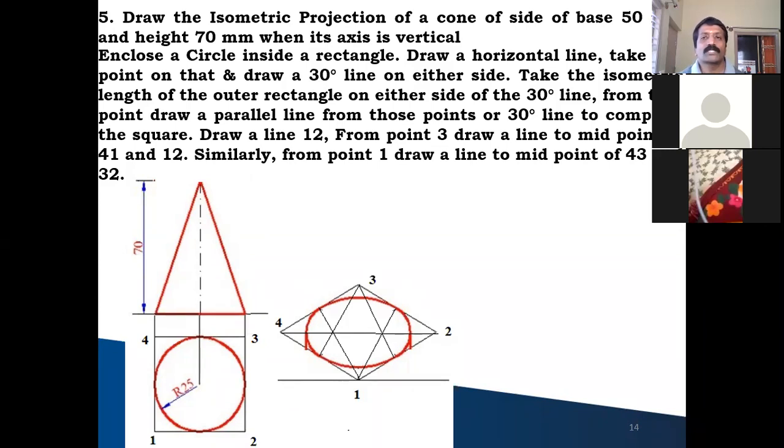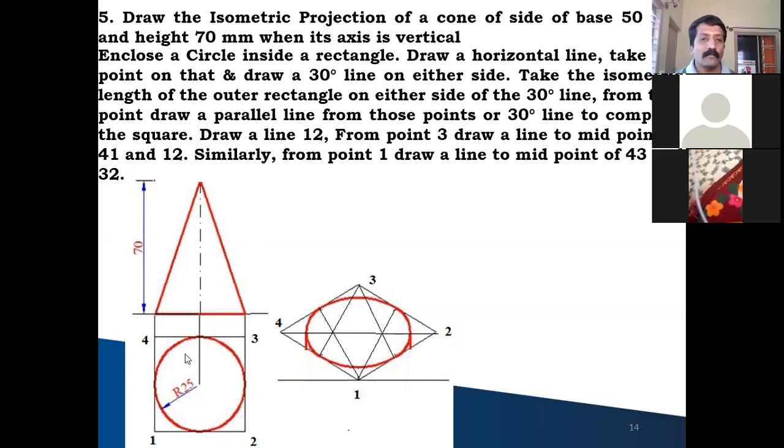So what is the question given here? Draw the isometric projection of a cone of base diameter 50 millimeter and height 70 millimeter, and its axis is vertical. So you can imagine an ice cream cone. When you see it from the top, it looks like a circle only. When you see it from the front side, it looks like an isosceles triangle.